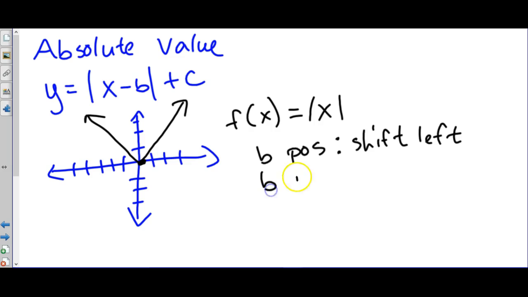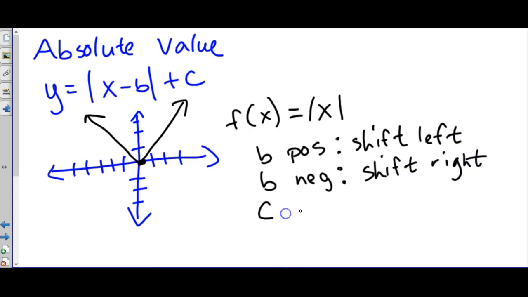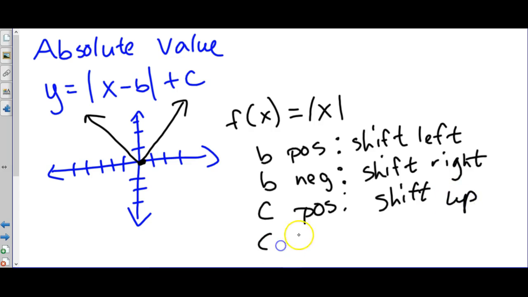If b is a negative number, we shift right. Those are opposite of what we expect. If c is positive, we shift up. And if c is negative, we shift down.